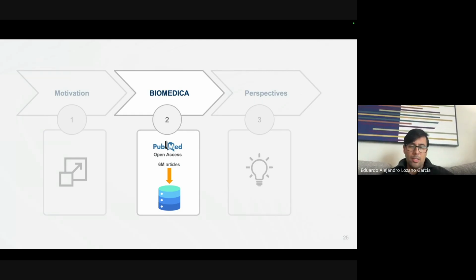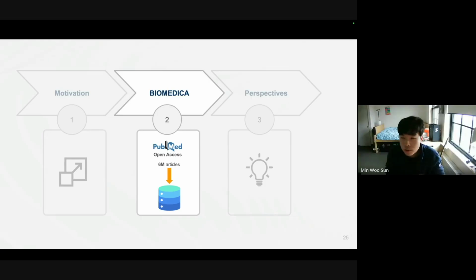Now I'm going to pass it to Min so he explains more in depth the biomedical image caption archive. Great. Thanks, Alejandro. So I think Alejandro set us up really well, motivating why we need a dataset like Biomedica. And so let's do a deep dive into how we went about building it, as well as some of the applications that were enabled by Biomedica.